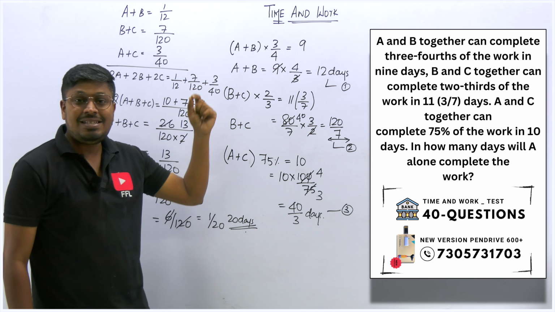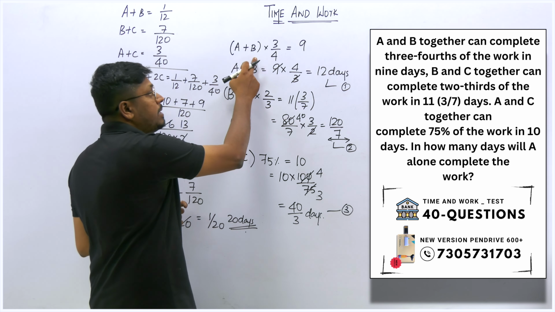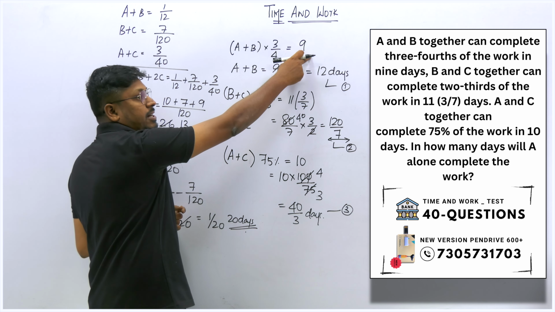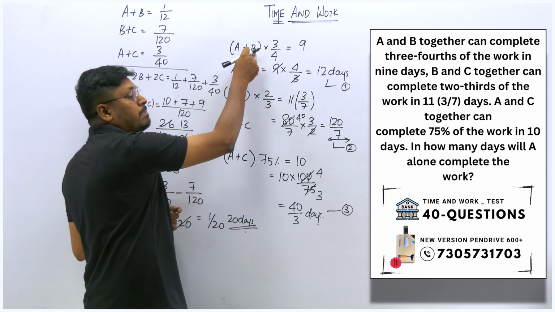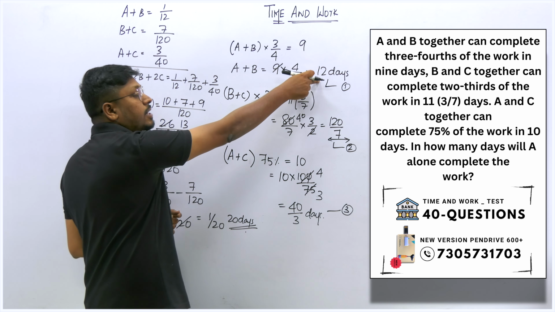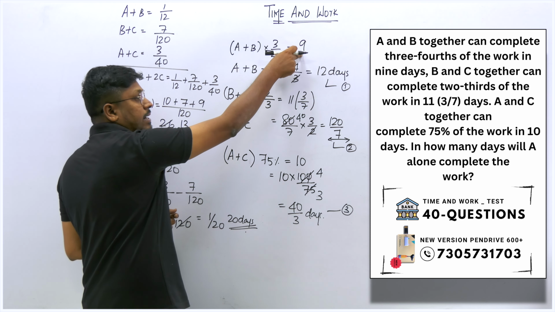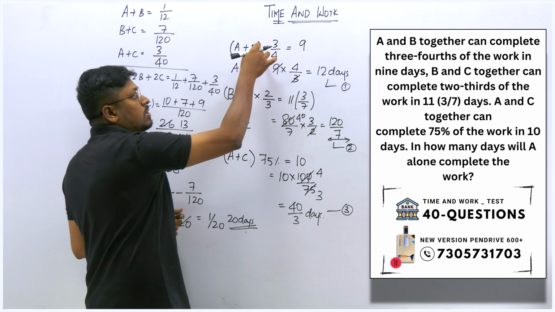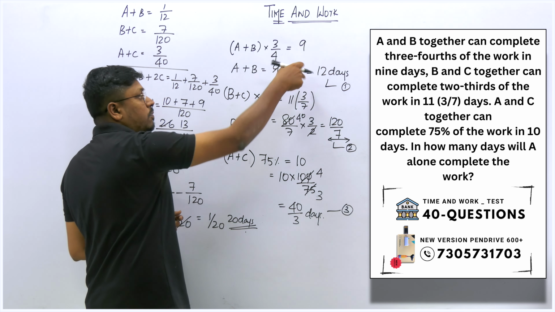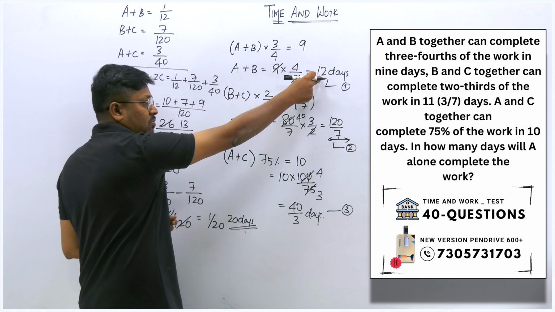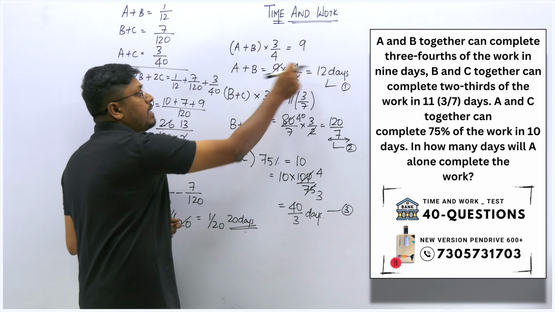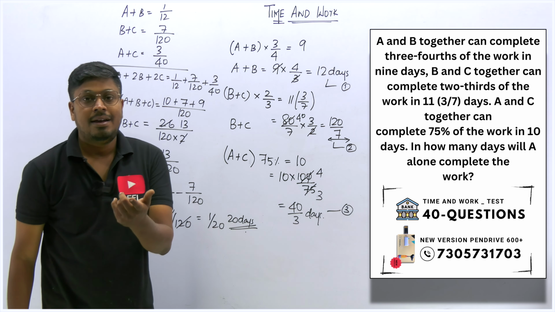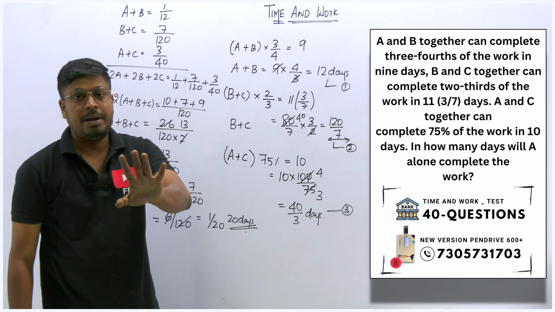We have to initially understand, like if A and B, 3 by 4th of the work completed in 9 days. The meaning here is they have completed the total work in 12 days. Because if 3 by 4th in 9 days, then what about the total work? So when you bring this towards right hand side, it's 4 by 3. When you cancel it, it becomes 12 days. The meaning here is A and B can complete a piece of work in 12 days. And A and B's 1 day work will be 1 by 12.